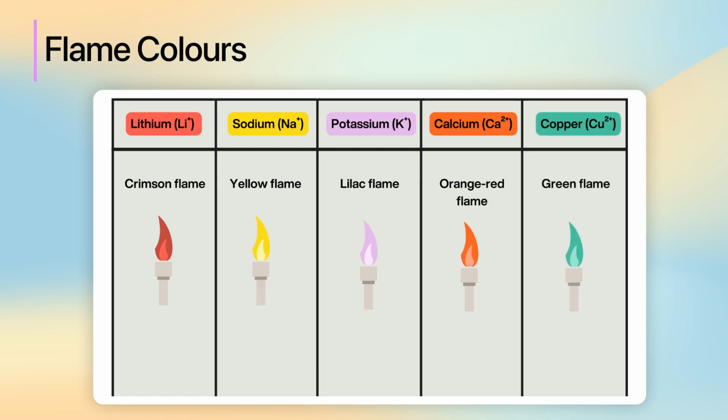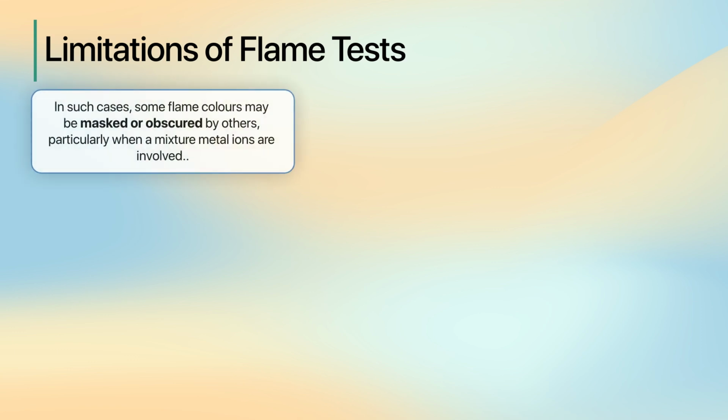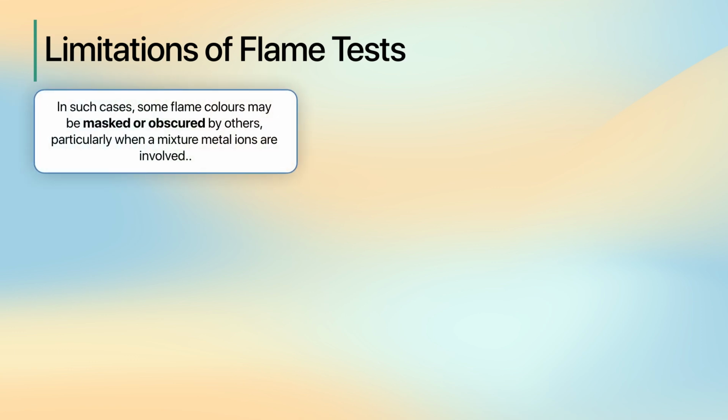Remember to use the correct terms for the colors. For example, saying purple instead of lilac for potassium will not be accepted in your GCSE exams. While flame tests are quite useful, they have limitations, especially when a sample contains a mixture of metal ions. In such cases, some flame colors may be masked or obscured by others.